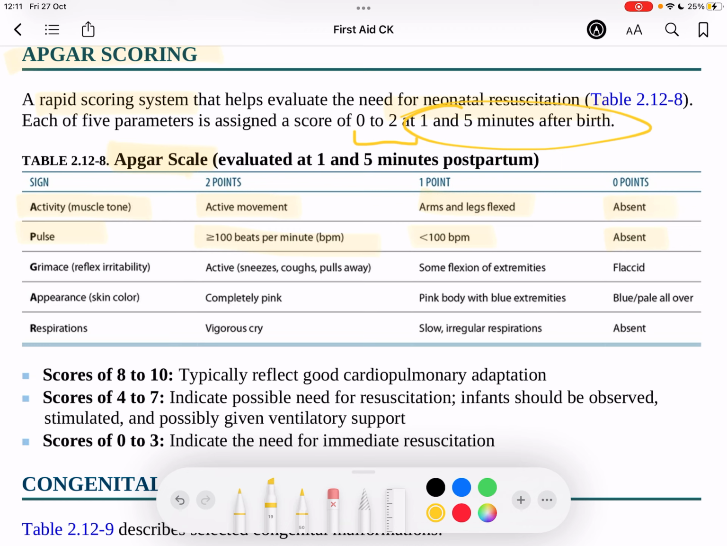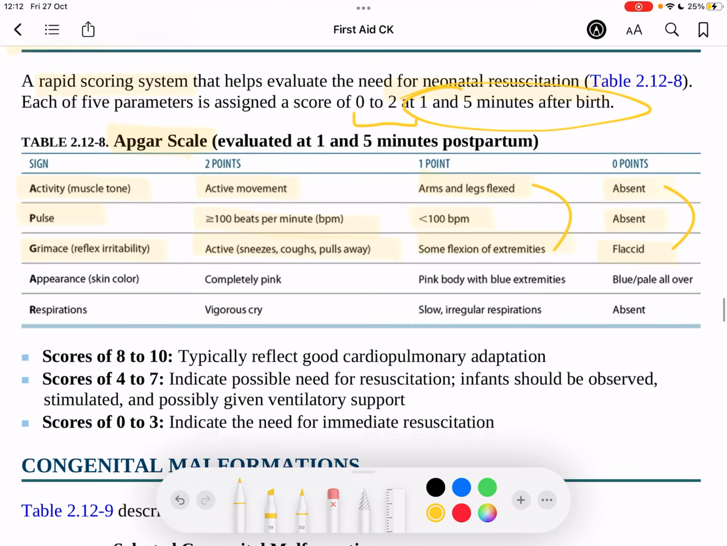The next one is grimace. So grimace is essentially looking at the reflexes and the irritability and the movement as a whole. If the baby's active, i.e. they're sneezing, they're coughing, they're pulling away, they're reacting to their environment somewhat, they get 2 points. If there's just some flexion of the extremities, this is 1 point. And if there's flaccid sort of tone on the baby, then this is 0. So a lot of the time, the activity in grimace will have links to them, okay?